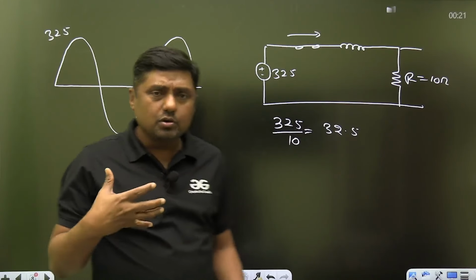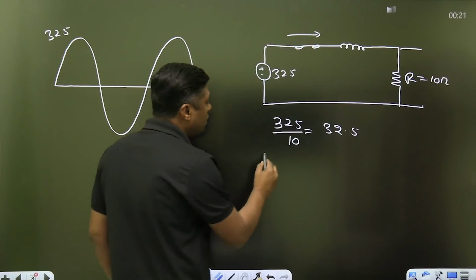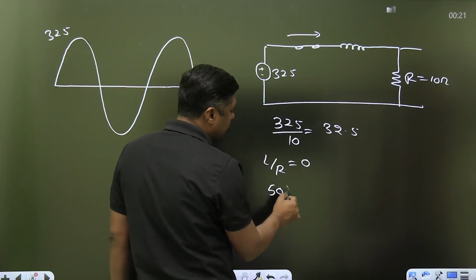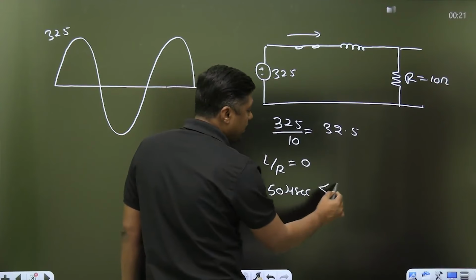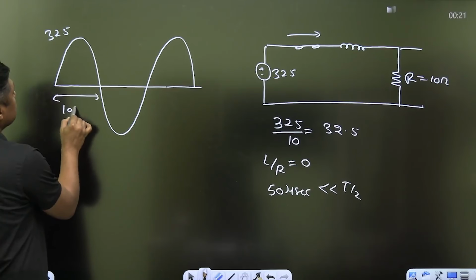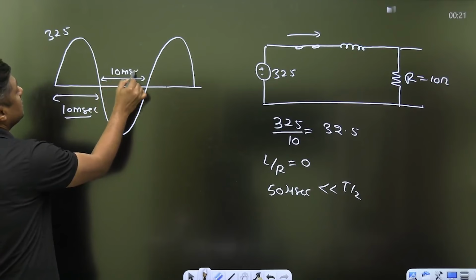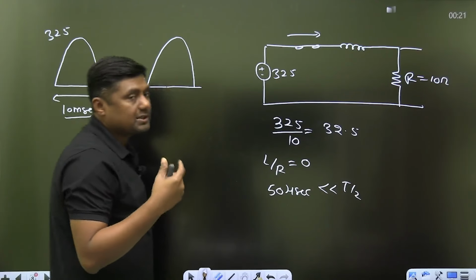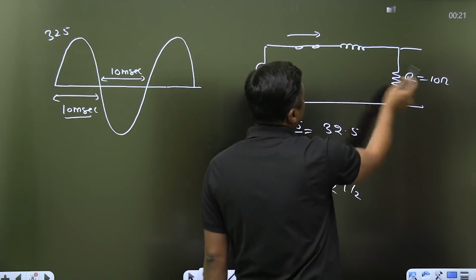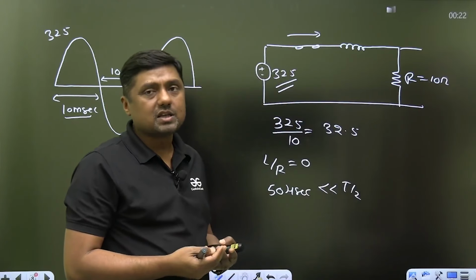Or when I consider, no doubt the time constant is not 0. L by R is not 0. It has some value, 50 microsecond. But it is very less as compared to T by 2. T by 2 is the time period of this half cycle, which is 10 millisecond. And that's why the inductor will suddenly charge. And what is the maximum current through the diode? When the inductor is short circuited. So when it is short circuited, the maximum is 325 divided by 10, that is 32.5 or slightly less than that. Practically it is slightly less than that.